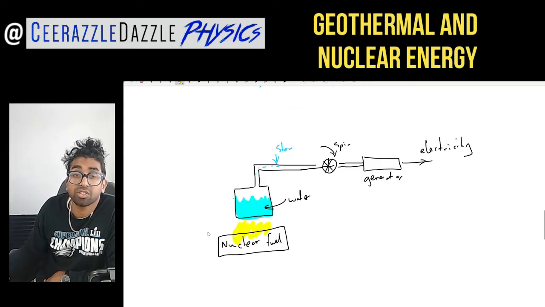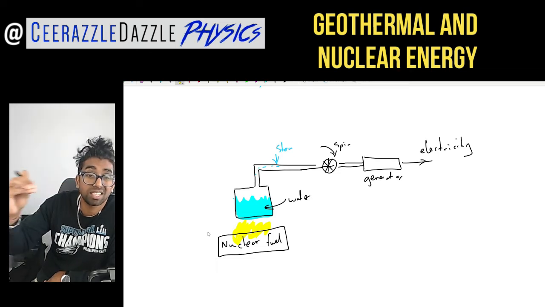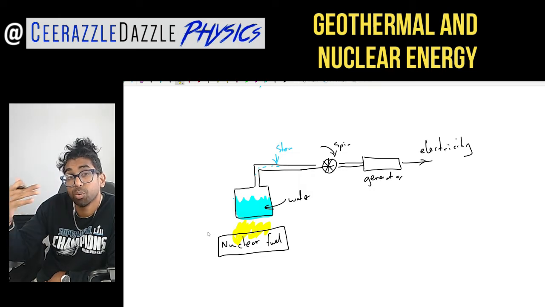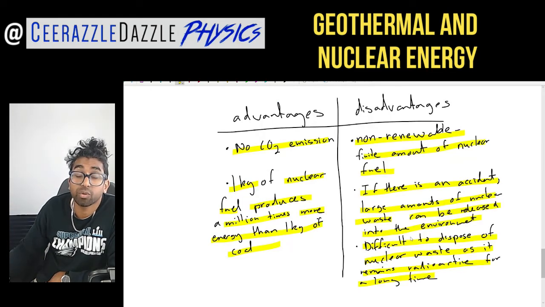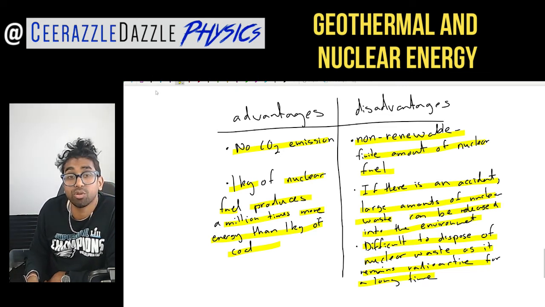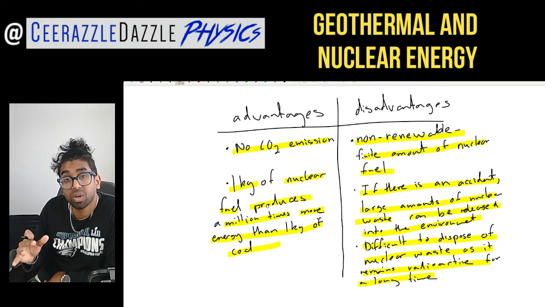As you can see over here, we've got nuclear fuel, and as the nuclear fuel produces the energy, it heats up the water. That water then turns into steam. That steam is then used to push and spin a turbine, which is connected to a generator, which generates electricity. Then last of all, I outlined the advantages and disadvantages of nuclear energy. Number one, there's no CO2 emission. Number two, 1 kilogram of nuclear fuel produces 1,000,000 times more energy than 1 kilogram of coal.